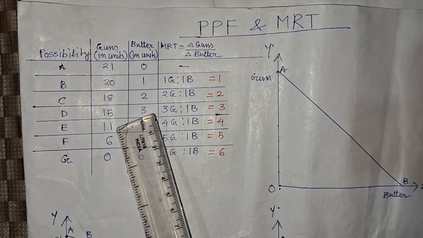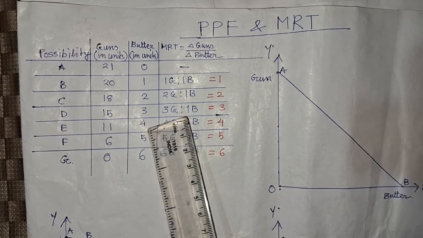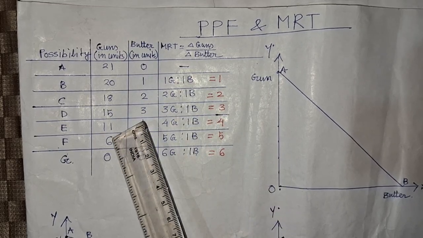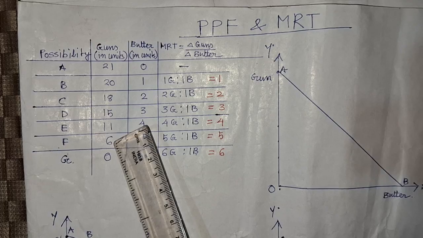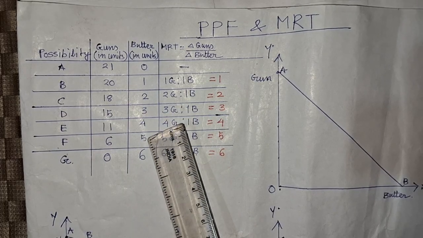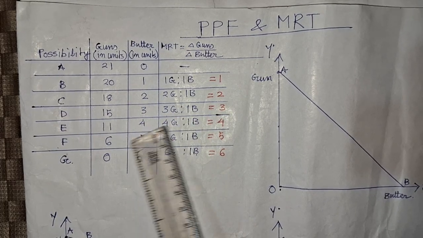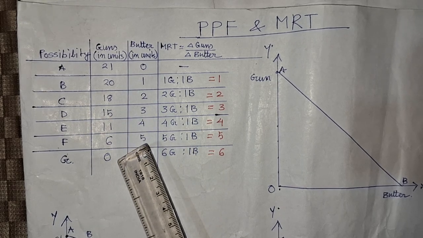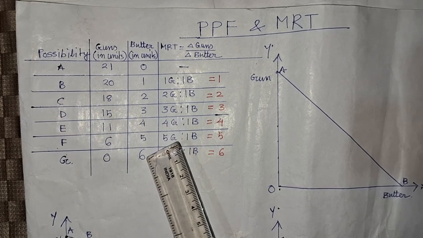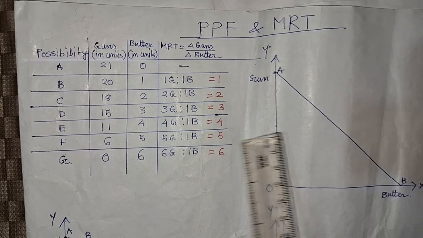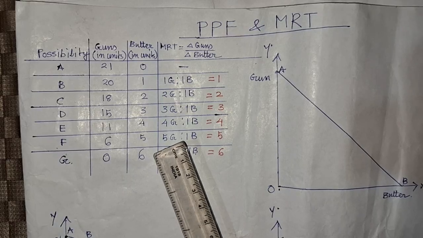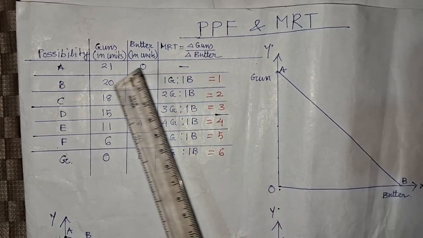At E, 4 units sacrificed of one good and 1 unit of the other good increased, 4:1, 4. And at F, 5 units of one good sacrificed and 1 unit of the other good increased, so 5:1, 5. And at last G, we can see that 6 units of guns are sacrificed and 1 unit of butter increased, 6:1, 6. And at point G, there is no gun produced, only butter produced. Now we can plot these points to draw the PPF.